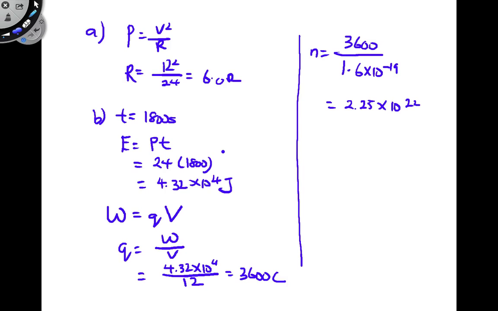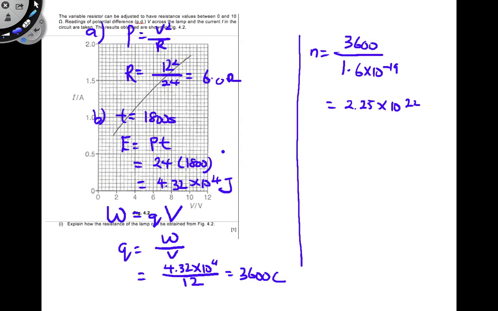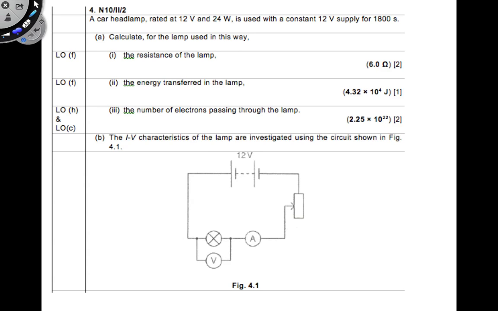Okay, let's move on to the next part. Part B: the I-V characteristics of the lamp are investigated using the circuit as shown.